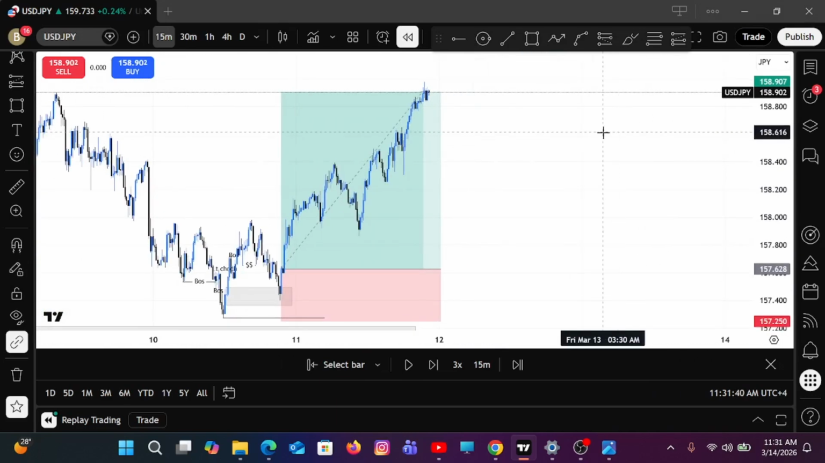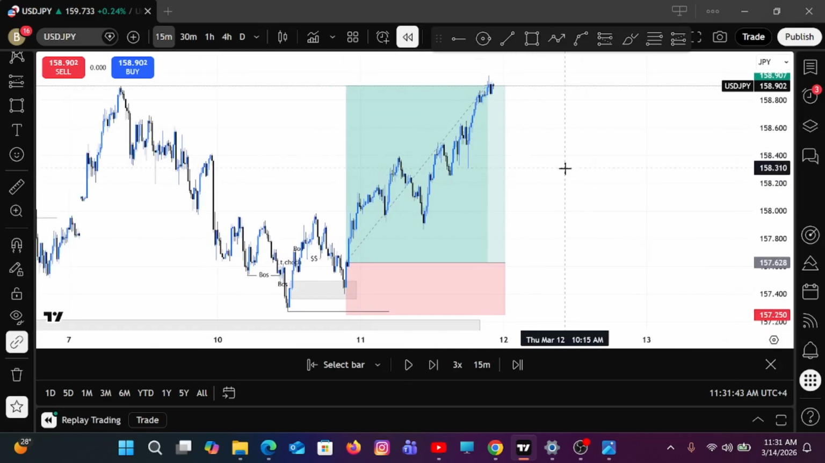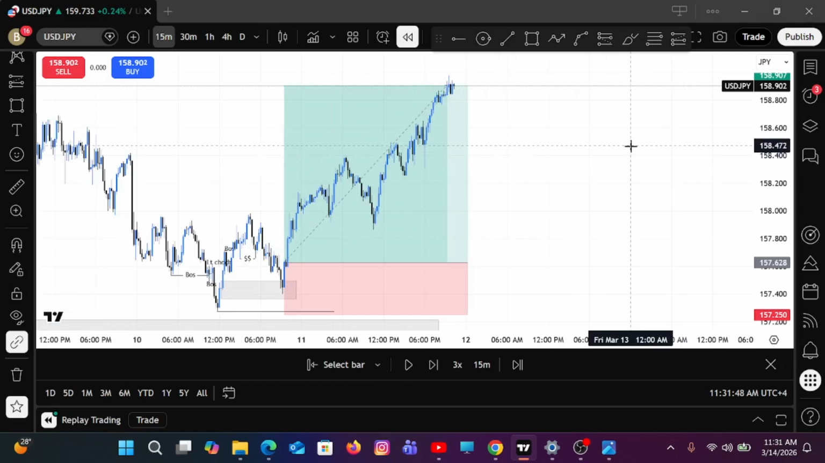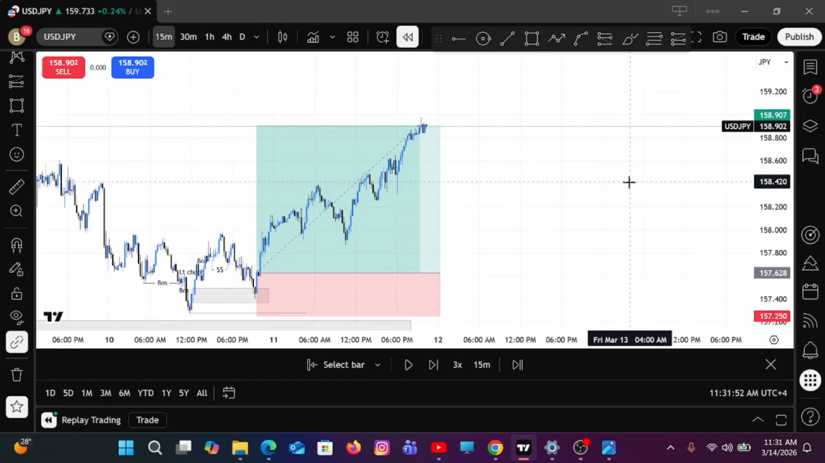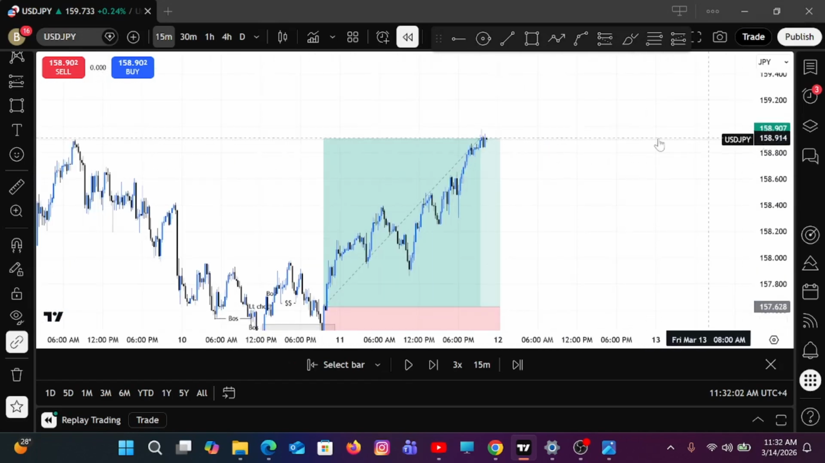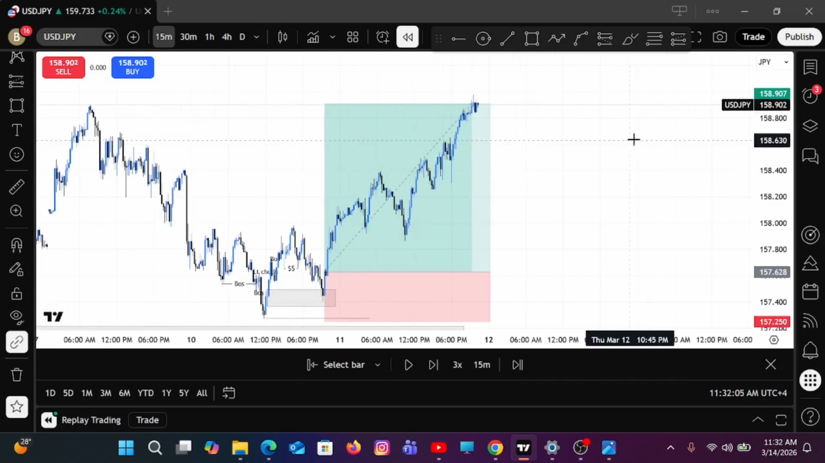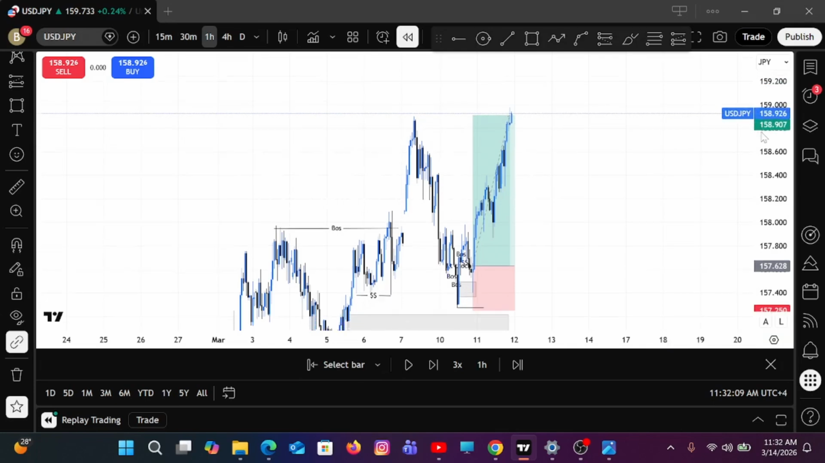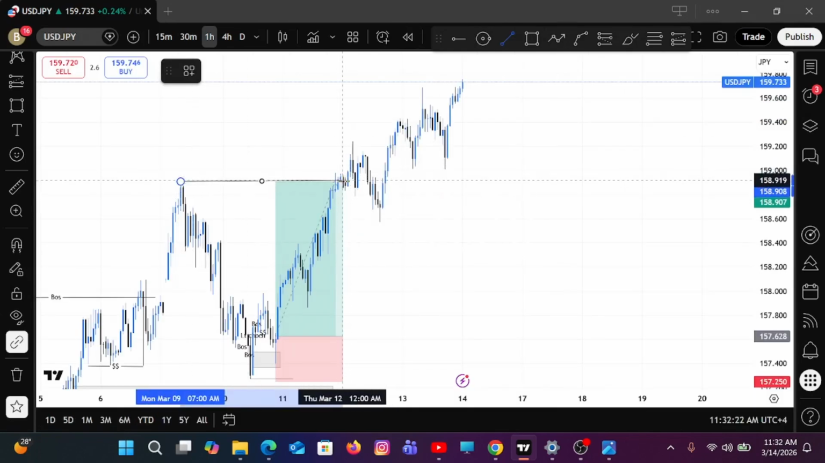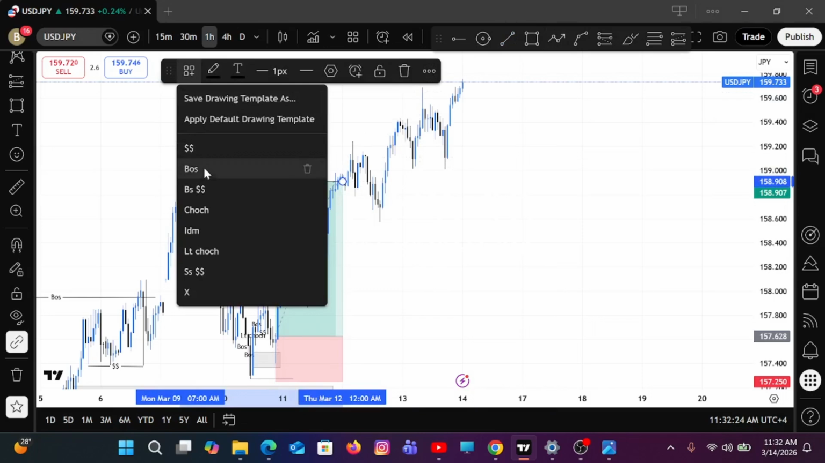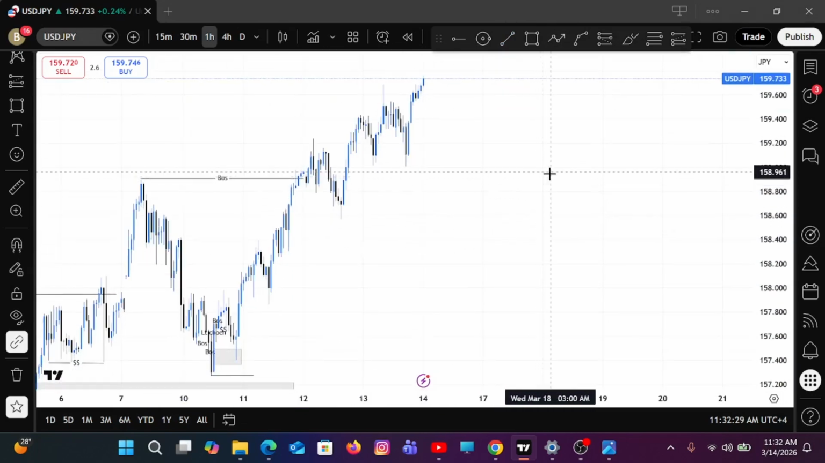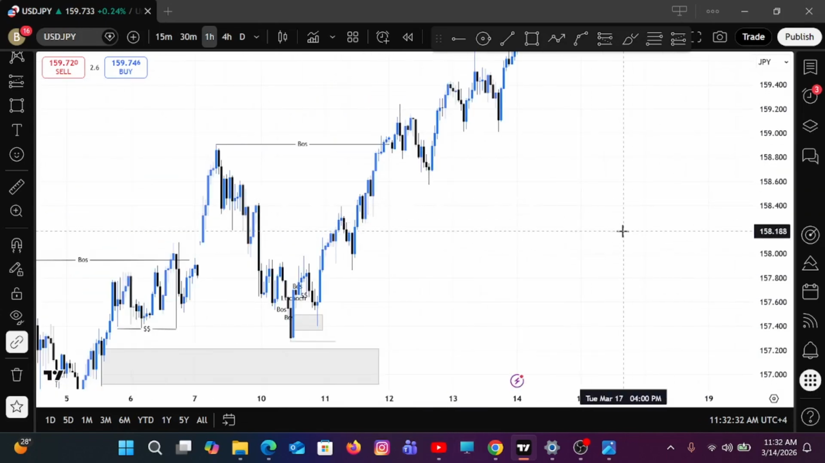So that's how I do my analysis and my entries, from the higher time frame down to the lower time frame, which I usually take my entries on. Let's just do a quick analysis on what the market might do next from here. We have had this break of structure. Let me delete this setup. We have had this break of structure.